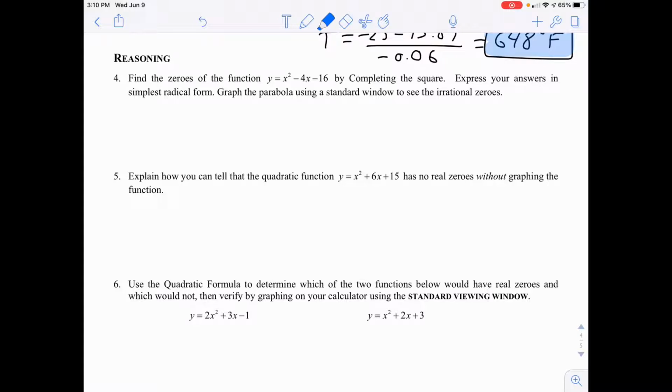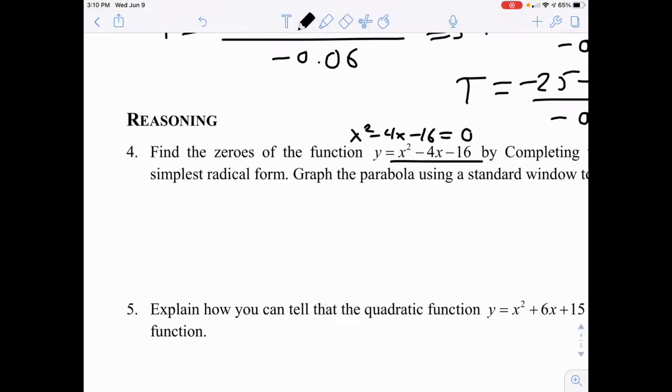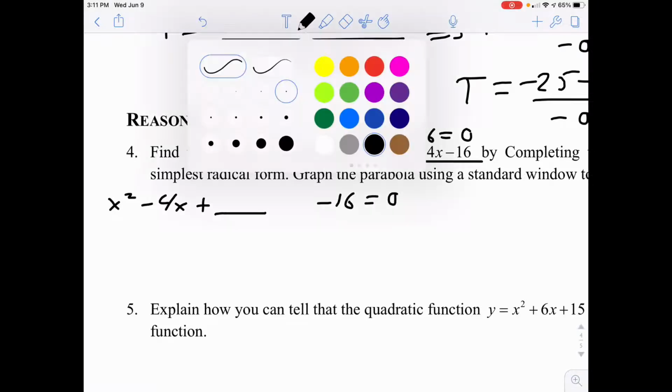Number 4, find the zeros of the function y equals x² minus 4x minus 16 by completing the square. Express your answer in simple radical form. All right, the zeros. So we're going to take this, x² minus 4x minus 16 equals 0, and we're going to complete the square on it. So x² minus 4x, leave some space, minus 16 equals 0.